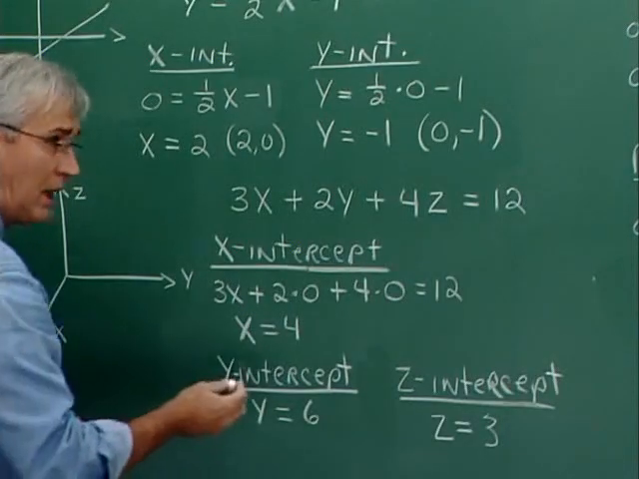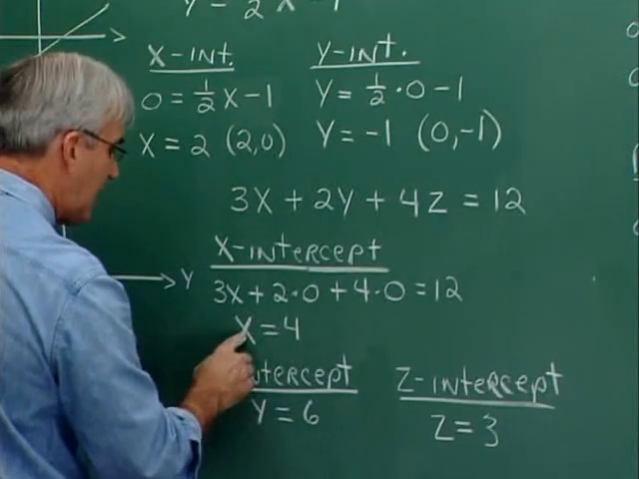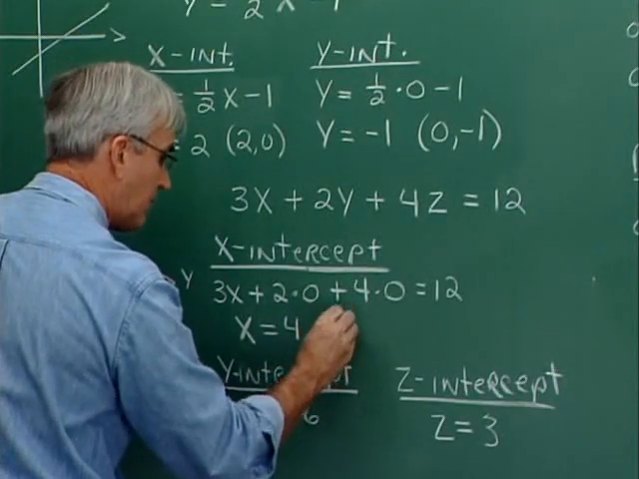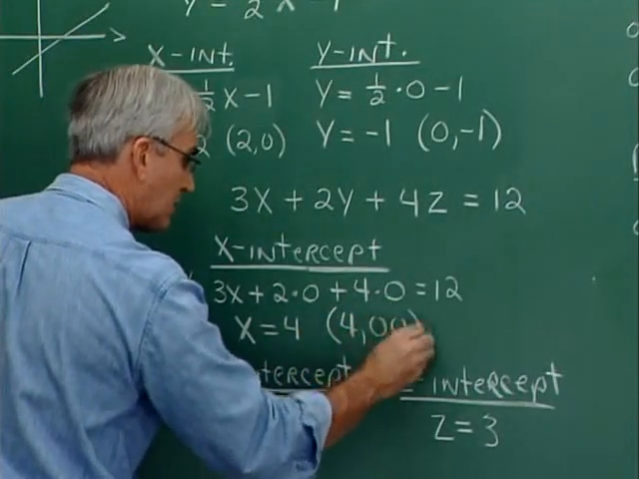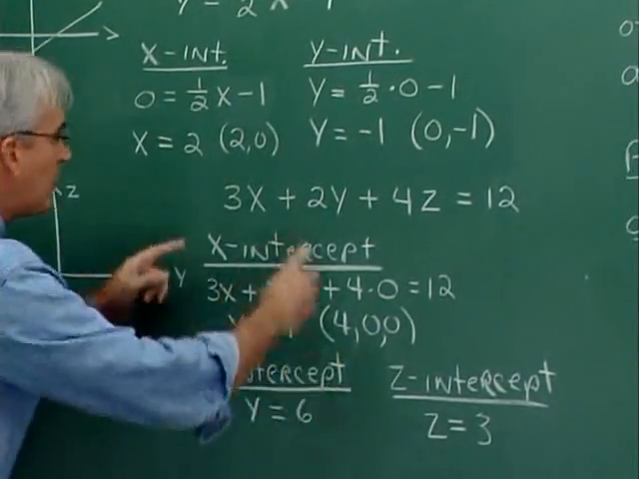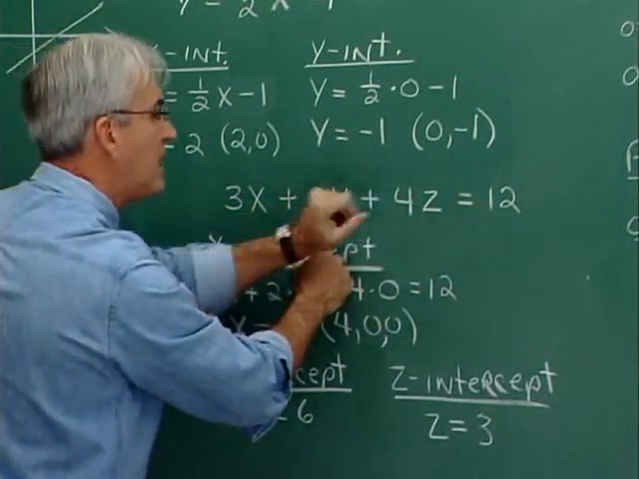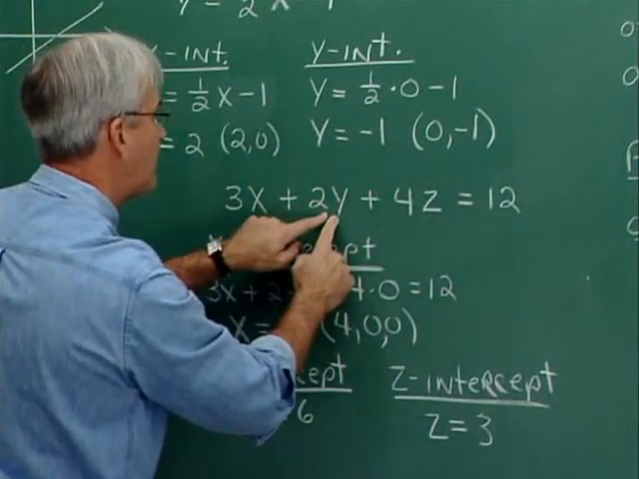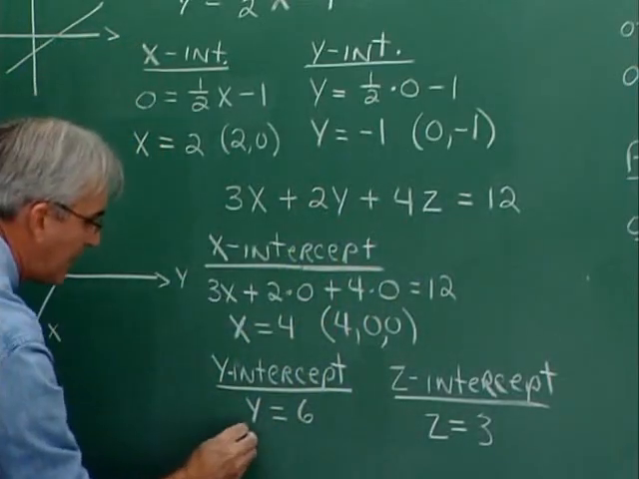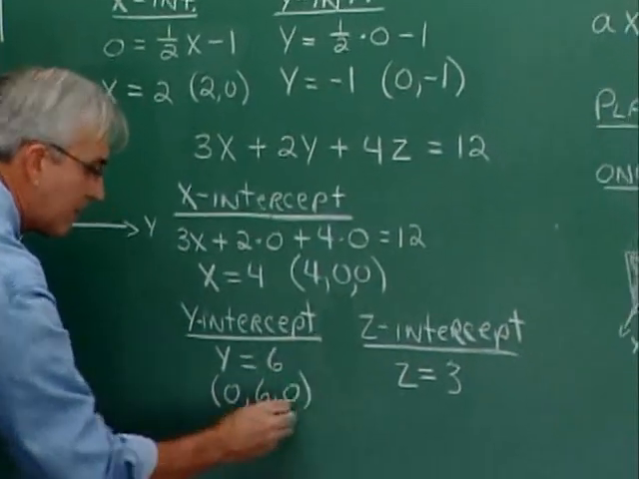Now, it's important to realize that the coordinates of this point would be an ordered triplet, and the x component would be 4, and the other components would be 0. So we have the point 4, 0, 0 as the coordinates of this point. All right, and for the y-intercept, it's a similar idea. We just take this equation. For the y-intercept now, we let x and z become 0. So those go out, and we have 2y equals 12, so y is equal to 6. And the coordinates for that point would be 0 for x, the y is 6, and the z is 0.